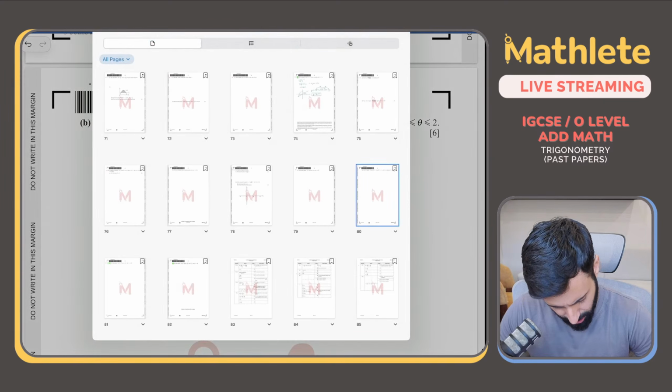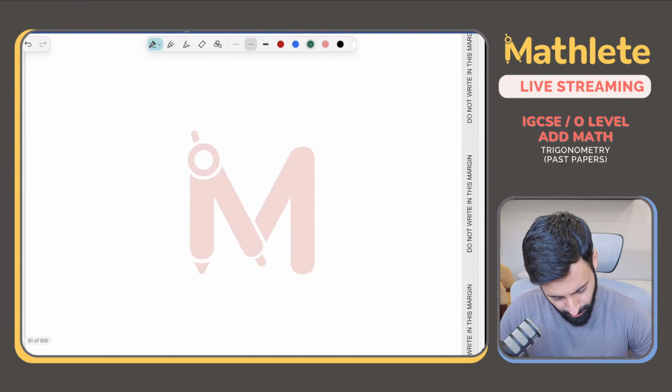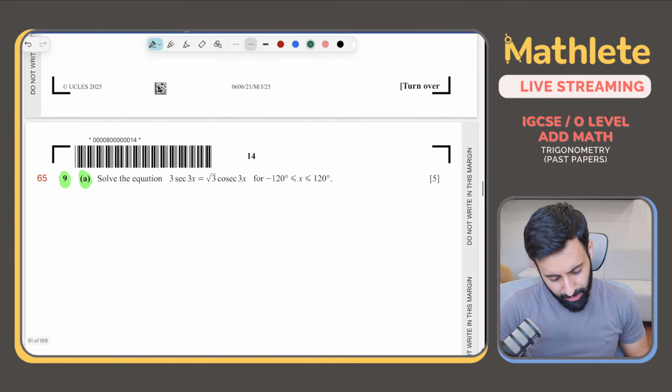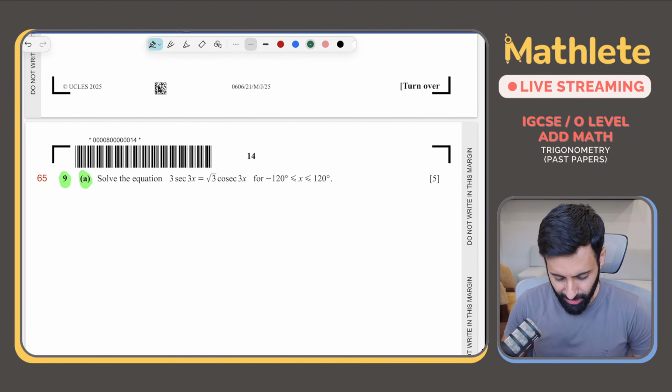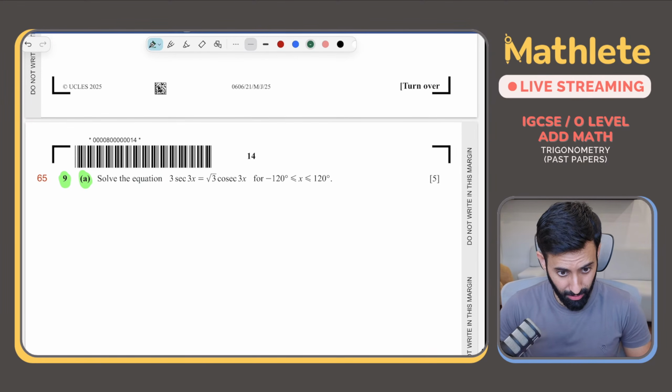Then there was another question which I highlighted. Yeah, here. Solve the equation 3 sec 3x equals root 3 cosec 3x.